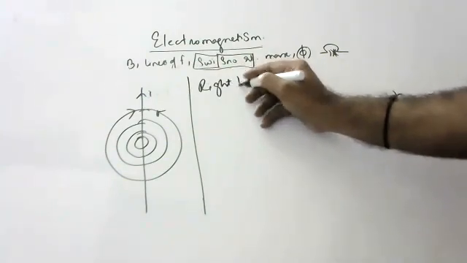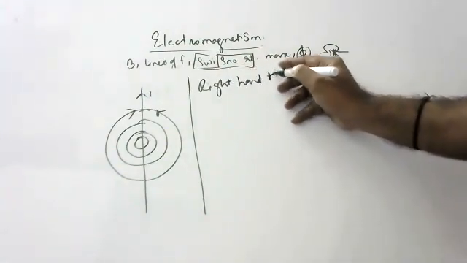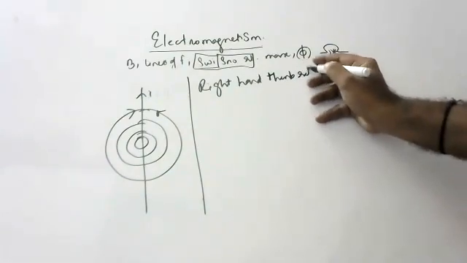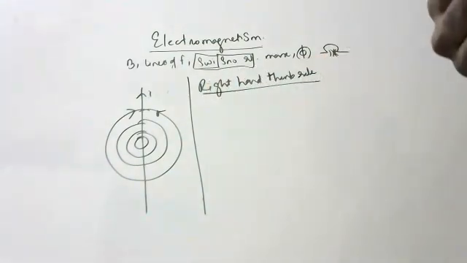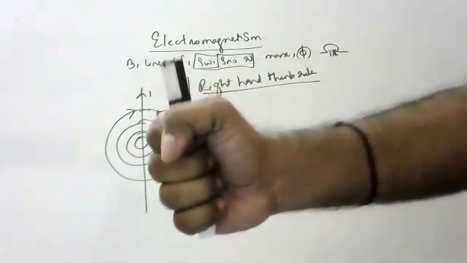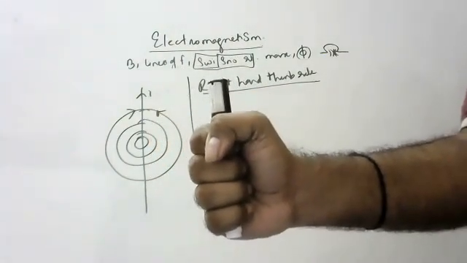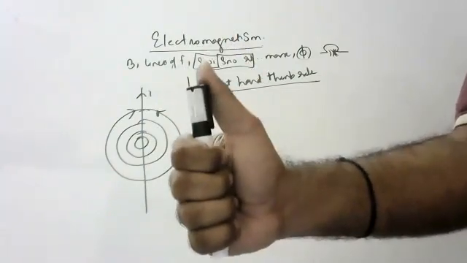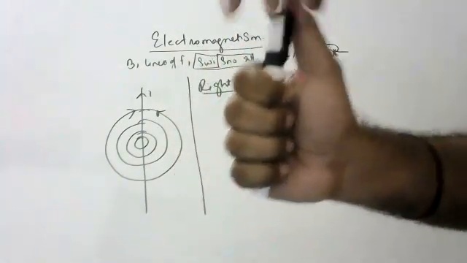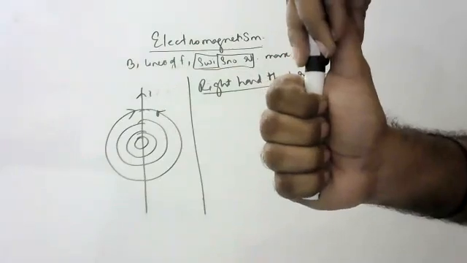It is not our wish, girls. It depends upon the right hand thumb rule. What does the right hand thumb rule state? Imagine you are carrying a conductor in your right hand. Thumb in the direction of current, then the curling of the fingers gives the direction of the magnetic field.